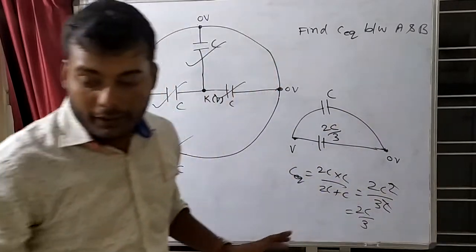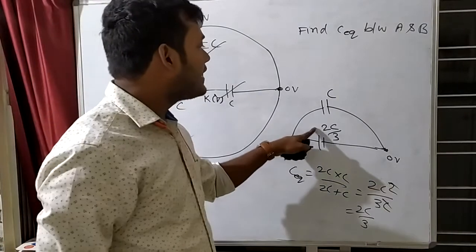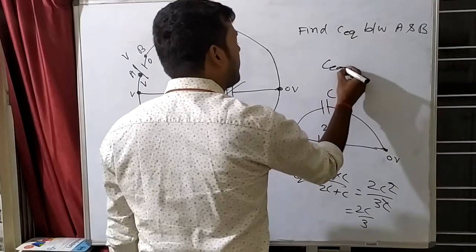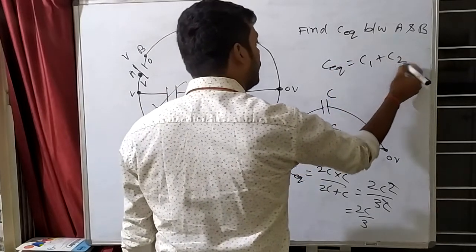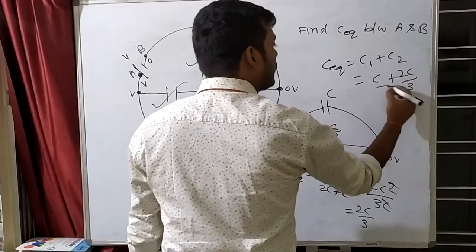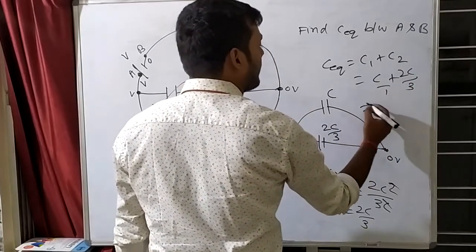Now see this one. This capacitor and this capacitor are connected in which way? Parallel. This and this are connected in parallel. So in parallel, what will be the equivalent? C1 plus C2. C1 is how much? C. C2 is how much? 2C by 3. So what will be the equivalent capacitance?